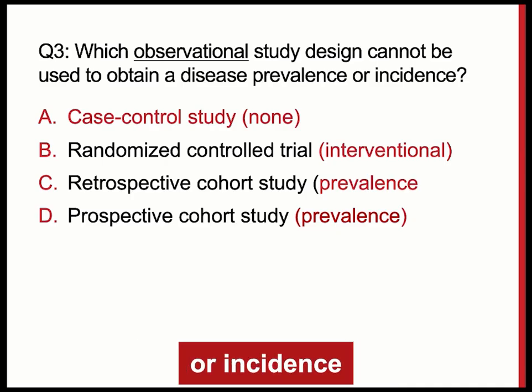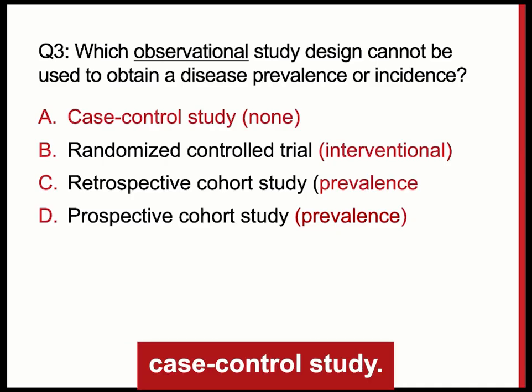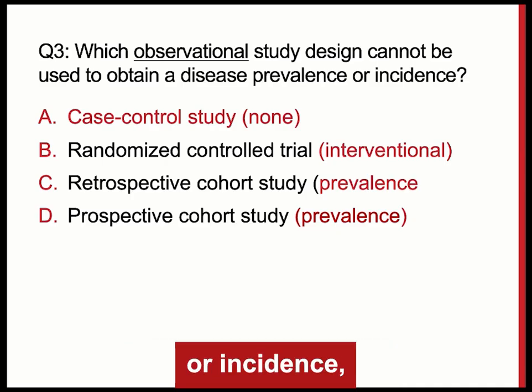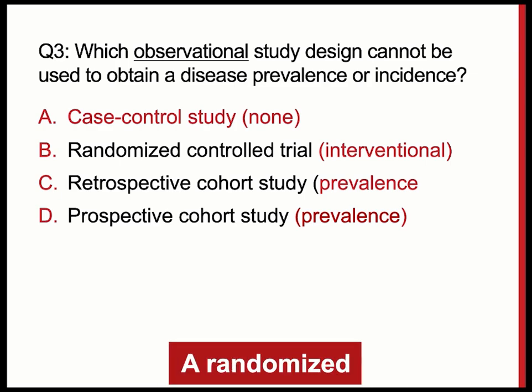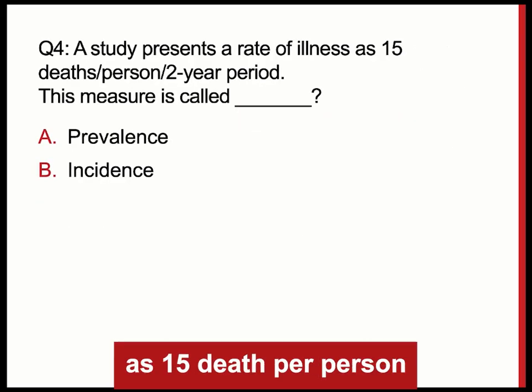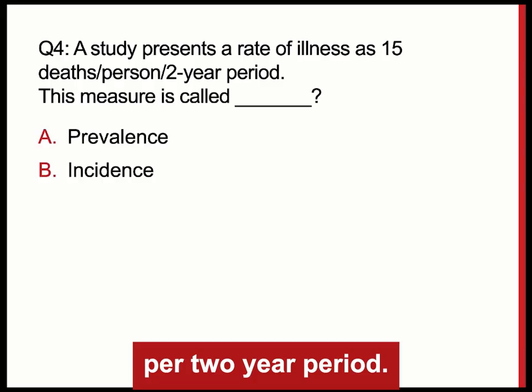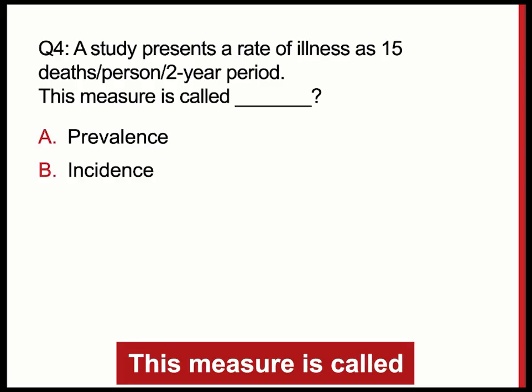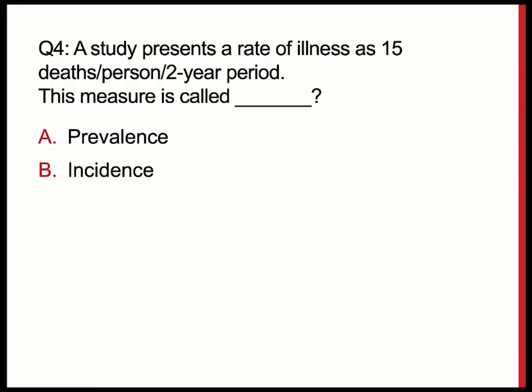A prevalence or incidence cannot be calculated from a case control study. A prevalence or incidence can be calculated from a retrospective or prospective cohort study. A randomized clinical trial is not an observational study design. A study presents a risk of illness as 15 deaths per person per 2-year period. This measure is called prevalence or incidence?